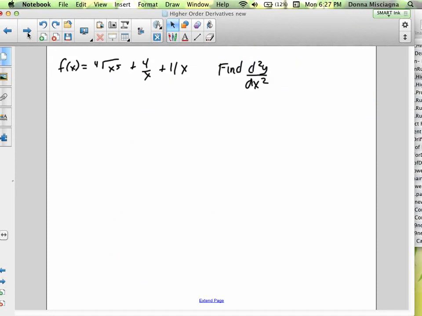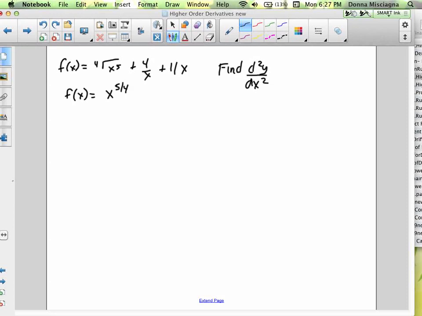All right, let's see. This one's only the second derivative. That's not so bad. All right, let's rewrite it first of all. f of x equals x to the 5/4 power plus 4x to the negative 1 plus 11x. All right, so the first derivative, dy dx equals 5/4 x. All right, so we're going to subtract. So 5/4 minus 4/4, that'd be 1/4. And then minus 4x to the negative 2 power plus 11.